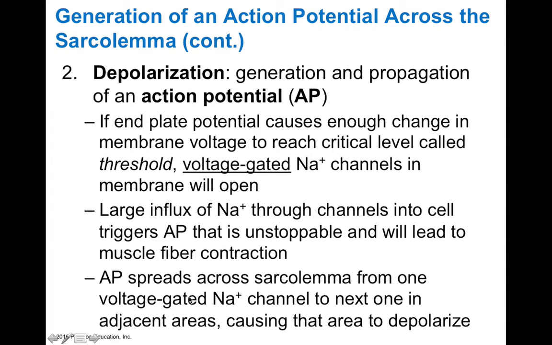We call this propagation, and propagation of the action potential occurs all across the sarcolemma, down the T-tubules, and could potentially cause the release of calcium from the sarcoplasmic reticulum.